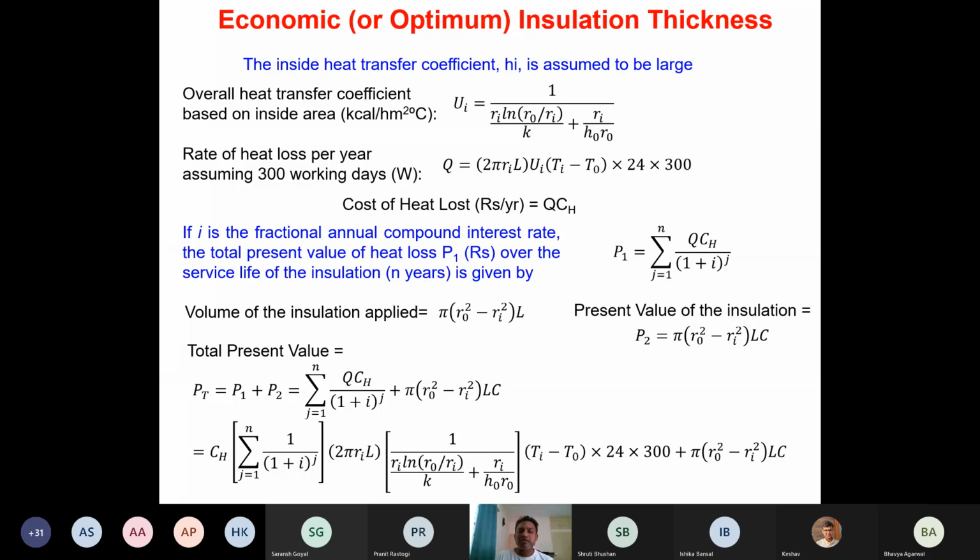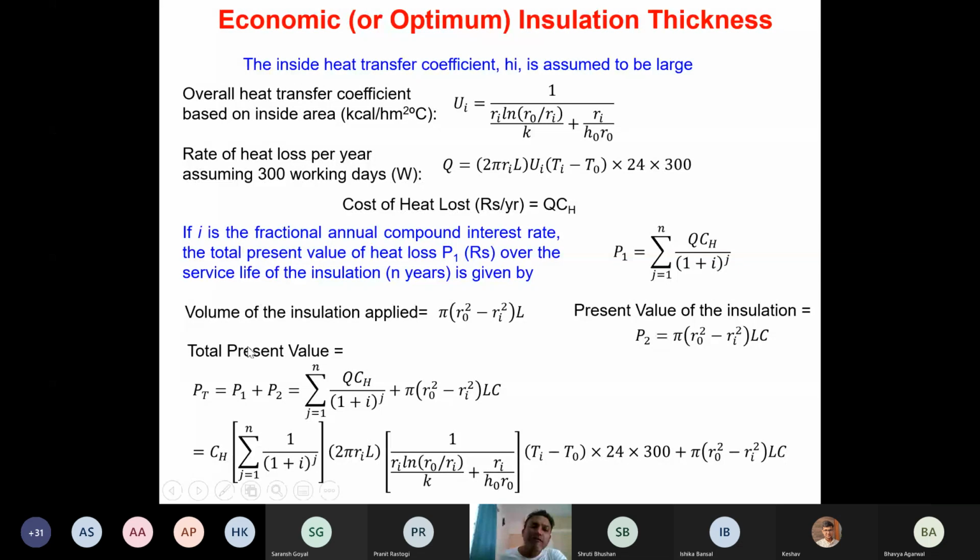Similarly, the cost of the heat lost is given as this Q, the amount of heat loss per year, multiplied by the cost factor. That is going to be the amount of money being lost because of the heat lost. So Q into CS gives me the cost of heat lost. Now this is the cost of heat lost per year, but there is a service life of the insulation, let's say n years. So we are comparing it at the end for the entire service life of the insulation.